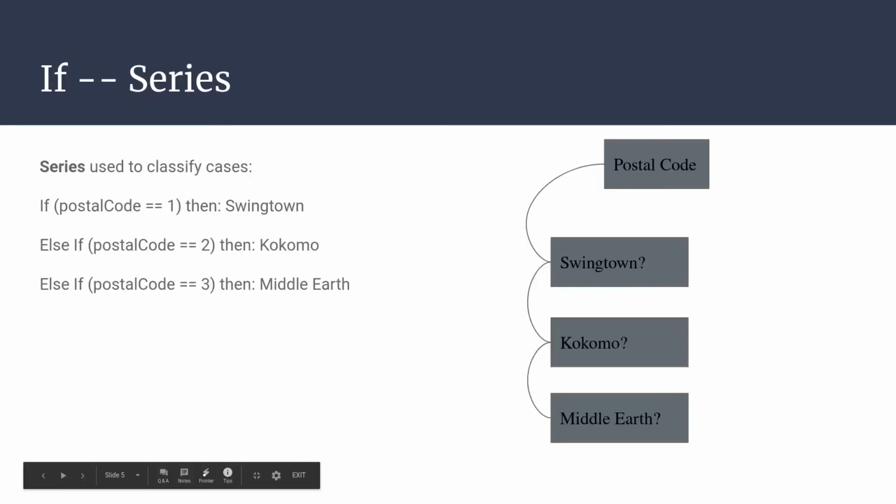Now you can also use if statements in series. So this is pseudo Java code I've written here on the left. And so we have a postal code and we're asking, is the postal code 1? If it is, then we are in Swingtown. Now we have to explicitly express that the failure case to be 1 has another if statement inside. And that is if the postal code is 2, then it is Kokomo. And if it is not Kokomo, it must be Middle Earth because it certainly cannot fail and be Swingtown.